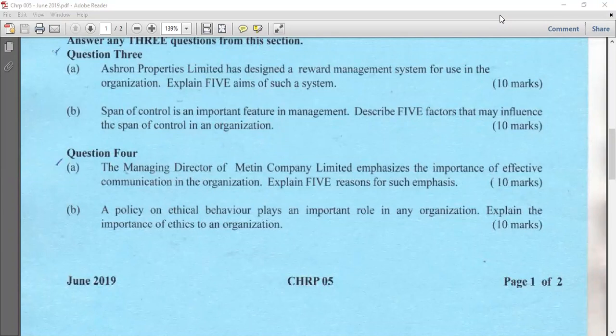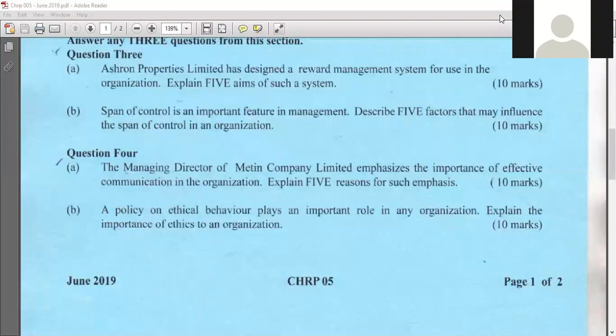Importance of ethics to an organization. I would say a company with a good platform and ethics, it helps in the market play field in terms of the customers. Ethics, an ethical way of doing things. You do things in a manner that is above board.